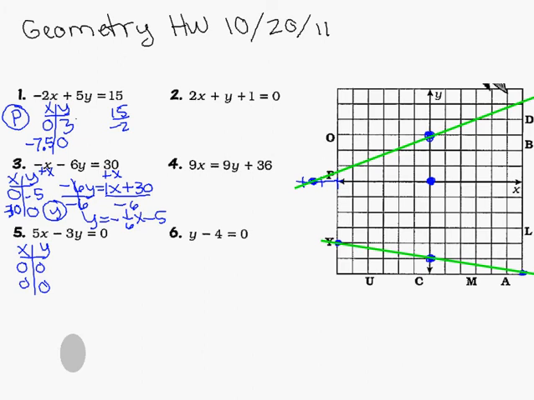The first thing I'm going to do is try to erase this. There we go, so that I have room to work. Okay, I'm going to subtract 5x from both sides of the equation.